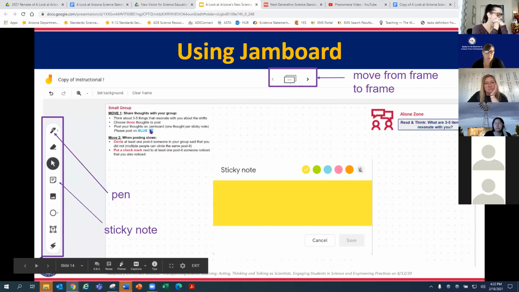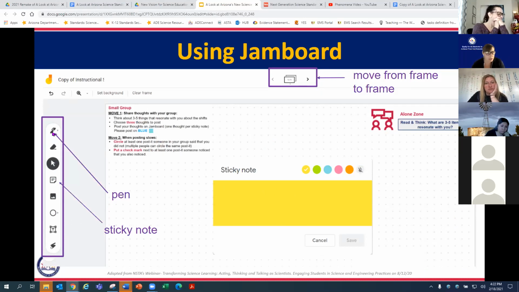And we're going to use the color blue, actually, not yellow, but blue. And then you're going to use the pen tool. And I'll show you what we're going to do in a minute. Now, this button up at the top where it moves to another frame or another slide, we're not going to use that button at all because we're only going to use one frame. And so we're going to do what's called moves in a Jamboard.